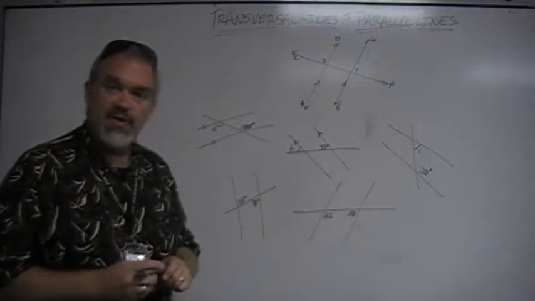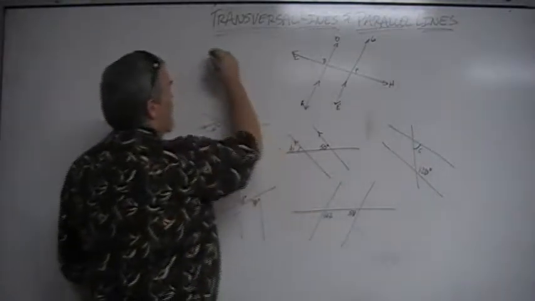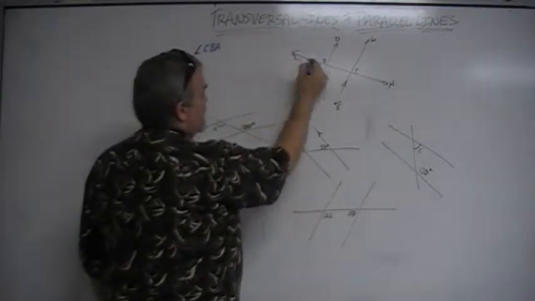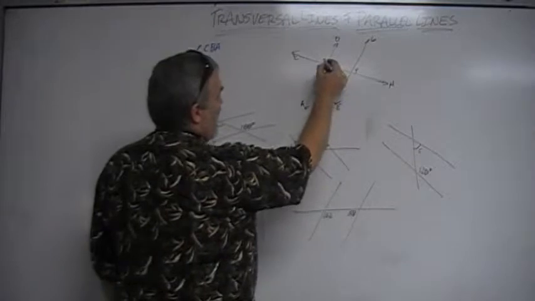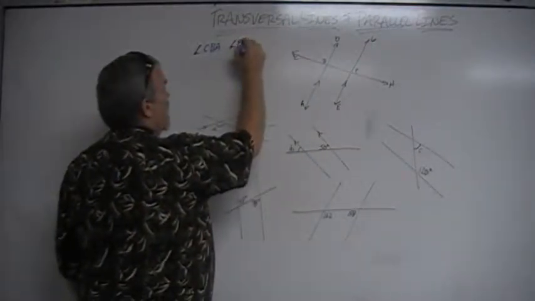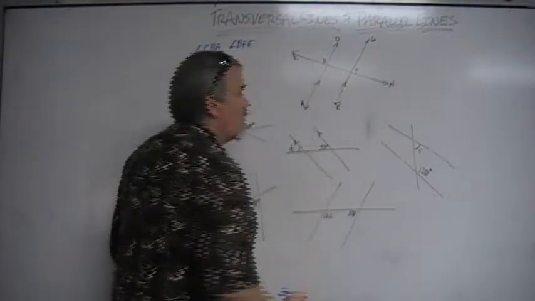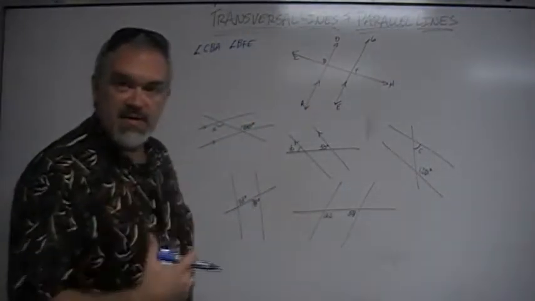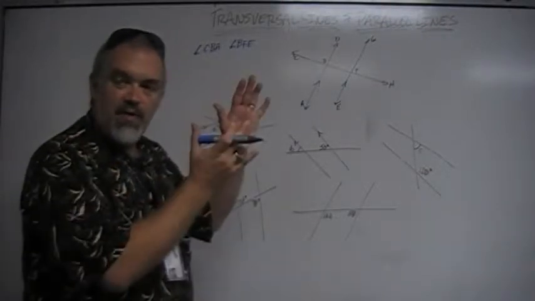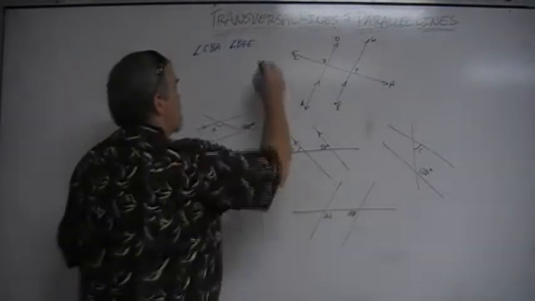We could do several different corresponding angles, but let's say, for example, angle CBA. That would be this angle, CBA, and angle BFE. That angle and that angle are corresponding angles. They're on the same side of the transversal, and they're both above each of the parallel lines. So those are corresponding.